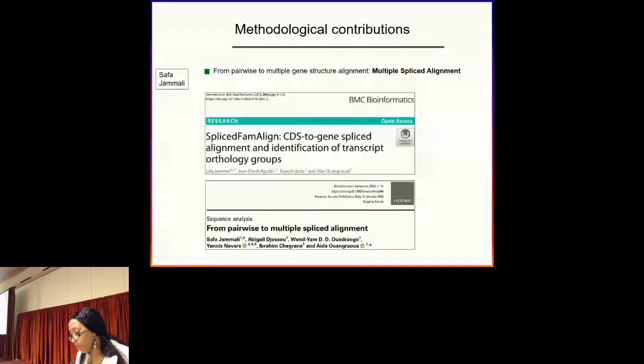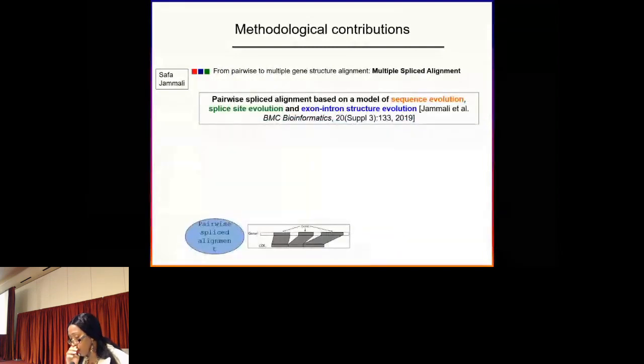So to get a little bit more into this work, I will start with the work of Safa Jamali on multiple splice alignment, with these two articles. The first work was about pairwise splice alignment. Pairwise splice alignment is a problem that was already well known, based mainly on sequence evolution models. Safa worked on developing pairwise splice alignment methods that were not only based on sequence evolution models, but also on splice site evolution models and exon-intron structure evolution models as well.